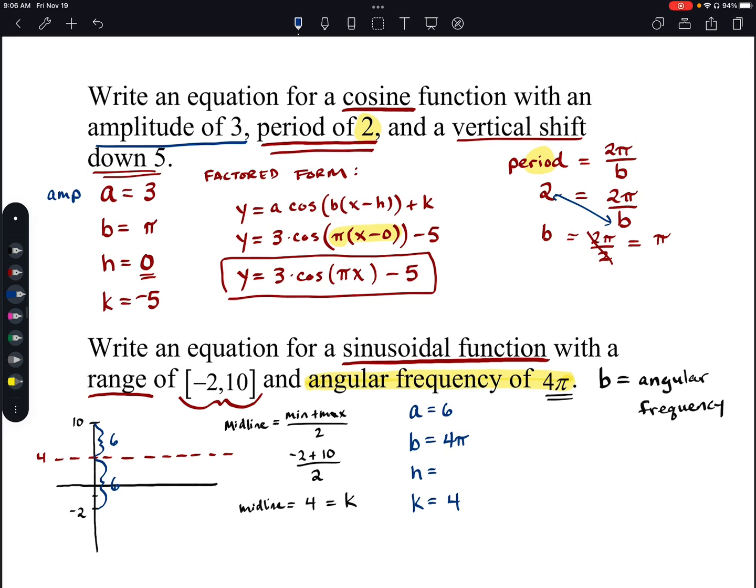And again, there is no mention of any horizontal or phase shift, so we're going to go ahead and list that as 0, and then we're going to write our equation. We have y is equal to 6 times the sine of 4 pi, and then if you're writing in the factored form, you'd say times theta minus 0. Then we close it, and then we would add 4. Or if you just want to write it like this, that is totally fine.